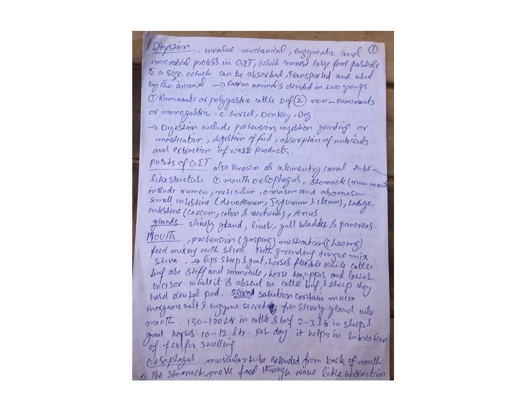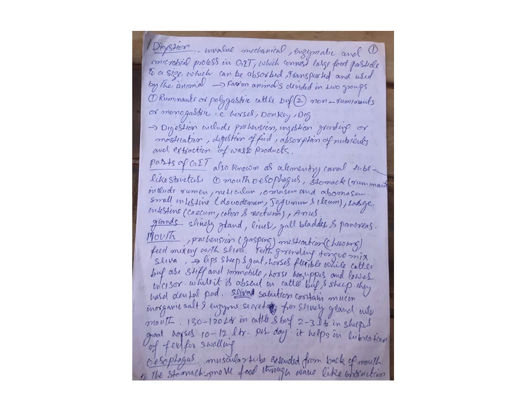Next are the glands which are involved in digestion. Number one is the salivary gland, which is present inside the mouth, and number two is the liver, which is present inside the belly, and next are the gallbladder and pancreas.